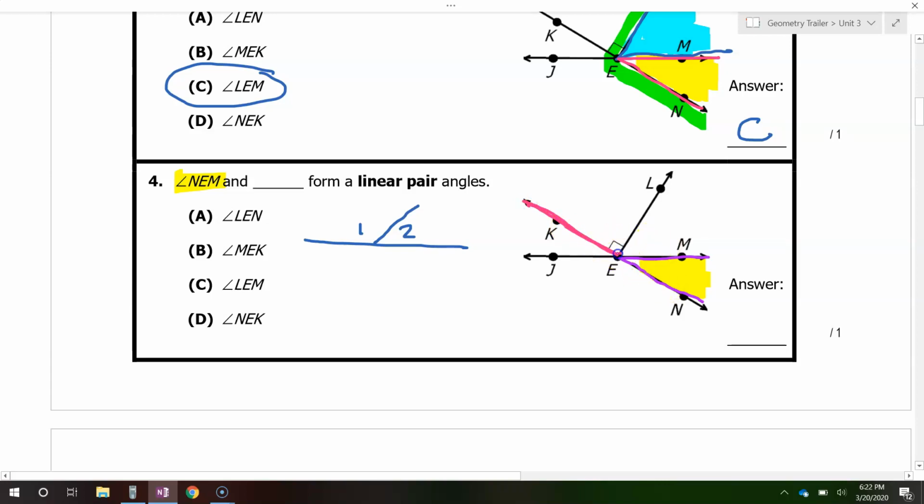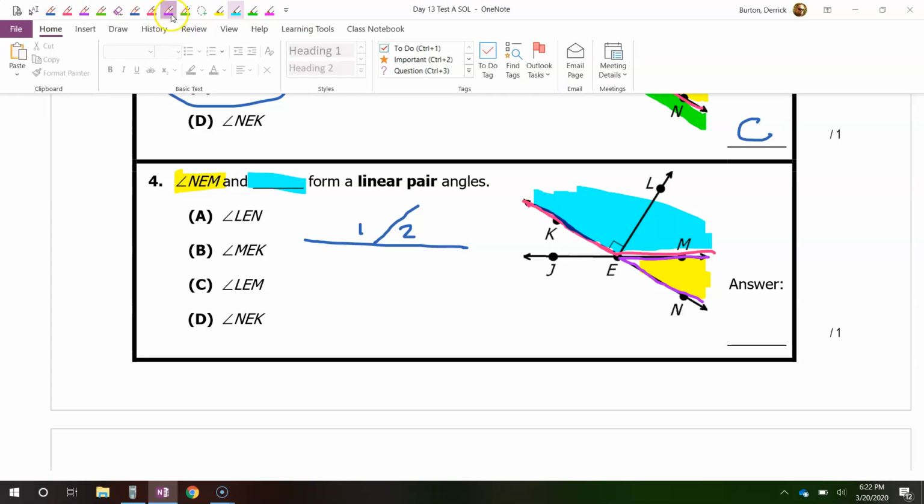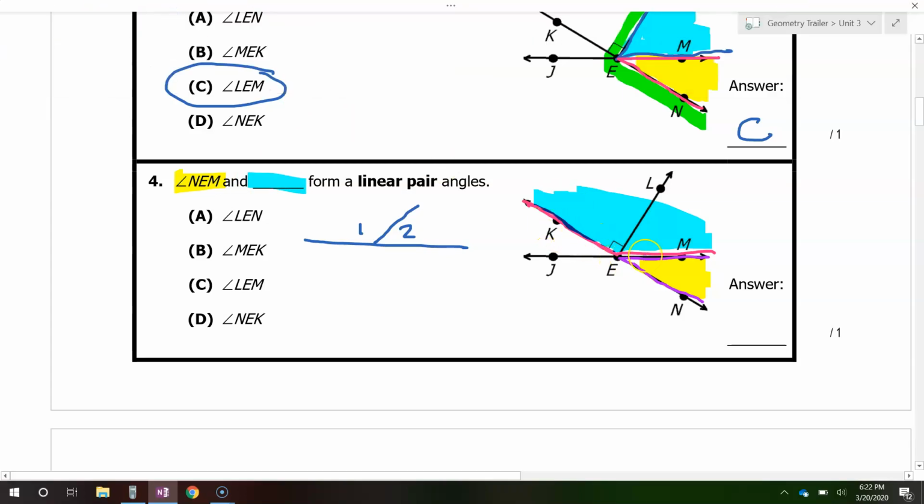And I need the angle that is back to back with the yellow angle. I'm going to color this one in blue again. All right, so this blue angle is the one that forms a linear pair. The blue and the yellow together make the straight line. They gave us the yellow, they're asking us for the blue. And the name of this angle is either KEM or MEK. And I see MEK right here. So the answer is B.